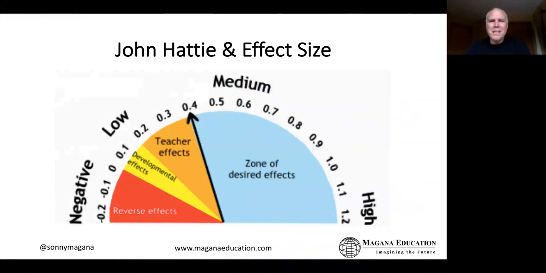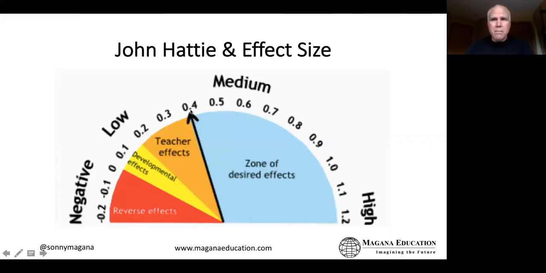The effect size meter that Hattie has developed helps all educators identify influences on learning that have a positive impact or a negative impact. So you can look at this as an odometer. The average of all the influences that Hattie studied is 0.4.